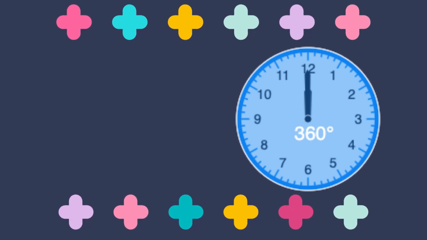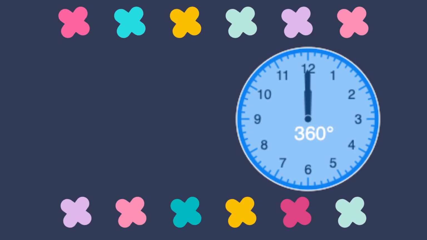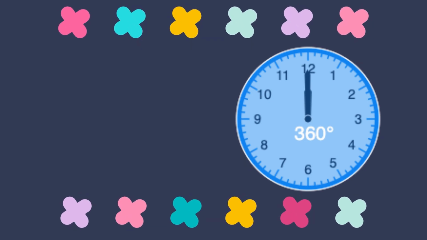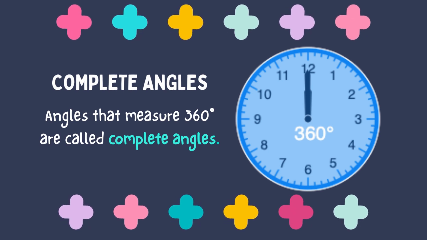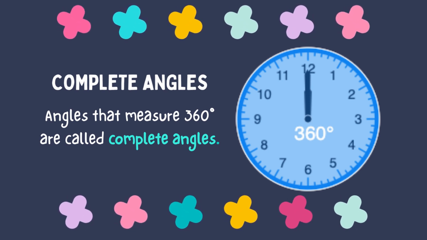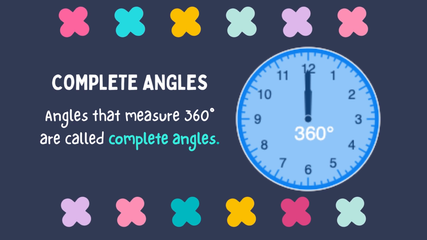When we moved the minute hand all the way back to 12, the two rays of the angle were lying right on top of each other, and we had completed the circle. We call an angle that measures 360 degrees a complete angle. To remember this name, just think about completing the circle.